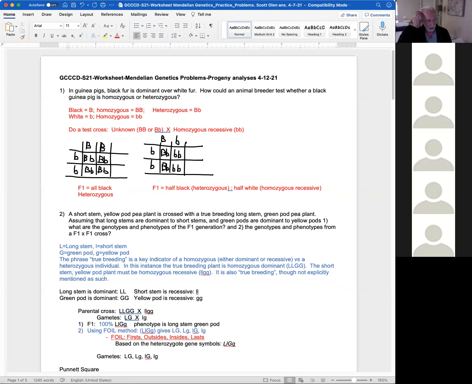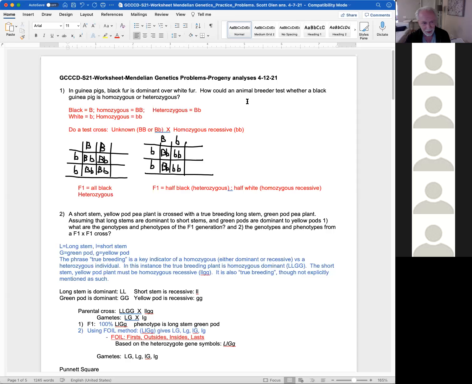There are a number of questions here. I'm going to try to focus on those that illustrate particular points. So let's look at number 1 first. That's pretty straightforward. In guinea pigs, black fur is dominant over white fur. Now, how could an animal breeder test whether a black guinea pig is homozygous or heterozygous?